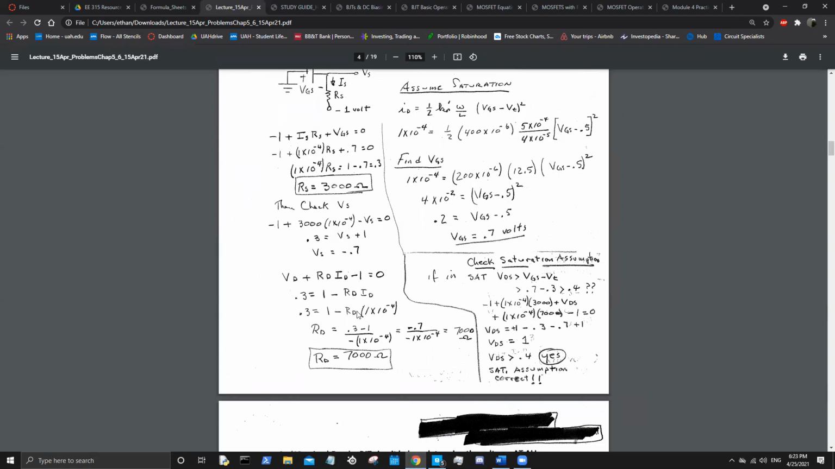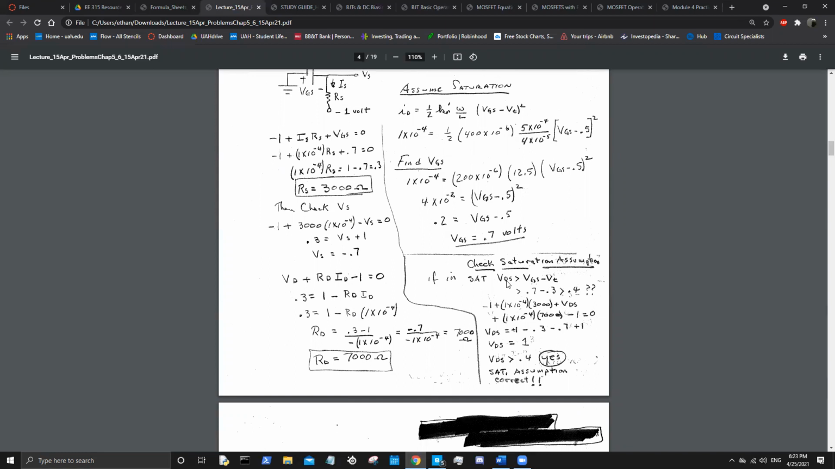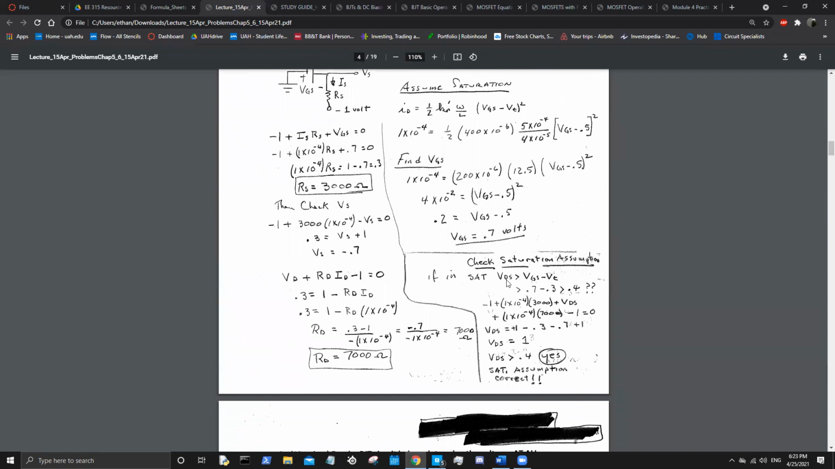So we're basically given everything we need except for RD, and you just solve for that, and that spits out 7,000 ohms. Now, once you've solved for this, as I said all the way at the beginning, you don't get to say you're right quite yet. You need to confirm that you were right by comparing your VDS, your VGS and your VT here. If in saturation, then that means VDS is greater than the gate source minus the threshold voltage.